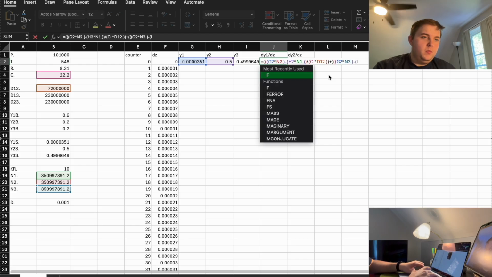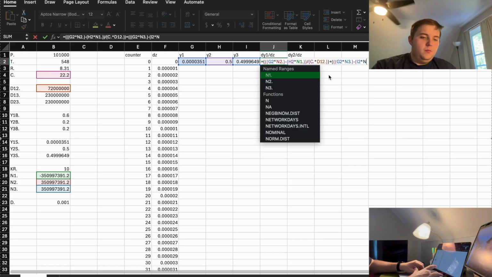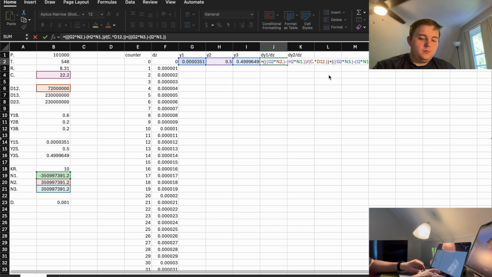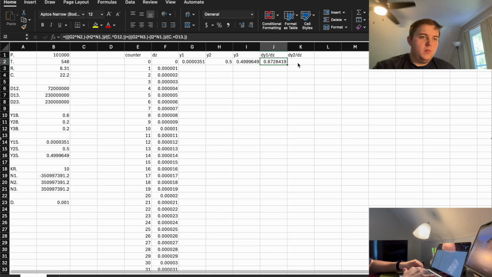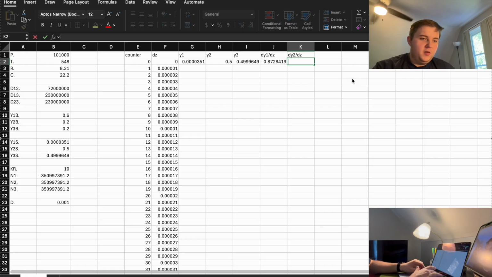Subtracted by our y3 divided by our concentration. Okay, I do have a period. Times our coefficient, last coefficient. Is that right? Seemed to work. Hopefully that's the right value. No errors, so it looks good. And then we can do our dy2 over dz. I'll try to do this one a little faster, hopefully.